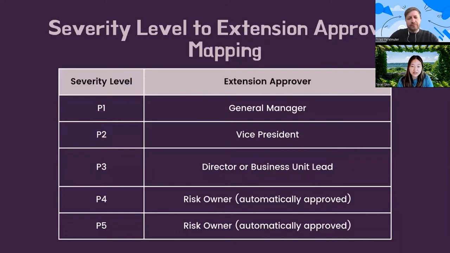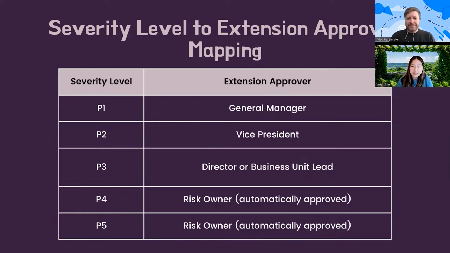Depending on the severity level, the extension approver changes. If it's a P1 or critical, the general manager or GM is responsible for accepting risk and extending the SLA. If it's a P2 or high, this goes to the VP, P3's director or business unit lead. P4 or P5s are lows and informationals, and the risk owner will automatically get approved for a risk extension.